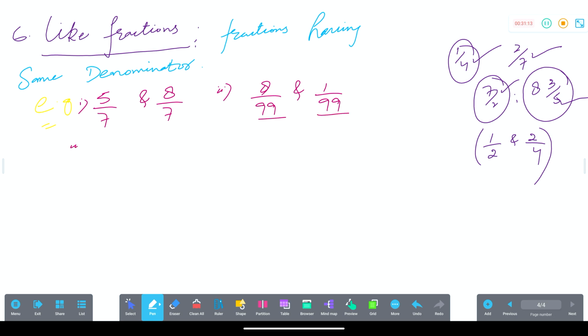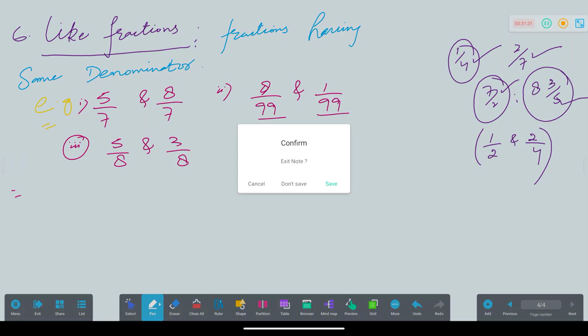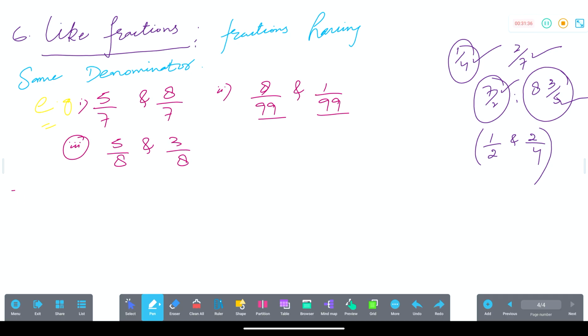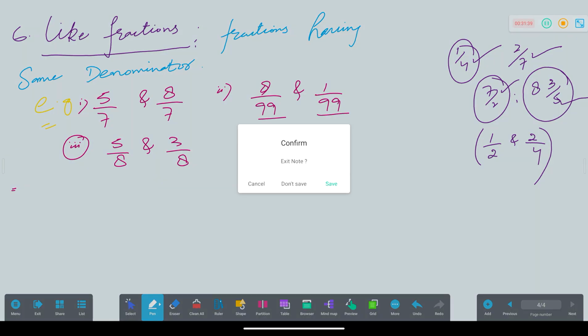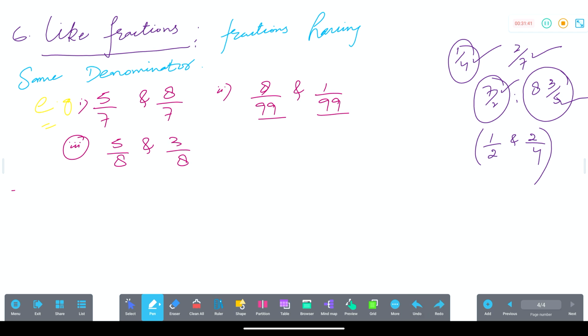Third example, I will take 5 by 8 and 3 by 8. So they are also like fractions. So like fractions are simply those fractions that have the same denominator. Then the next one is just the opposite of the same. It is unlike fractions.